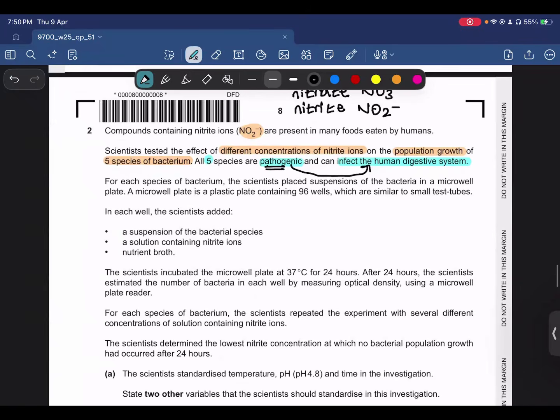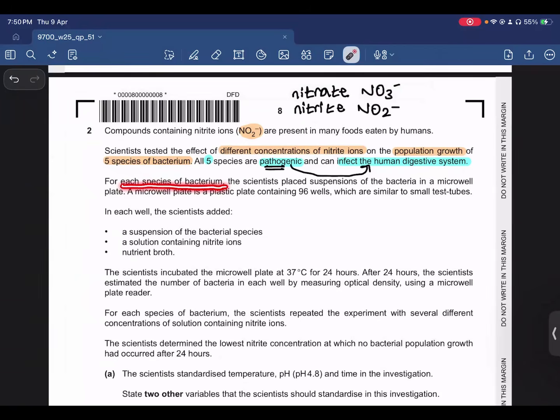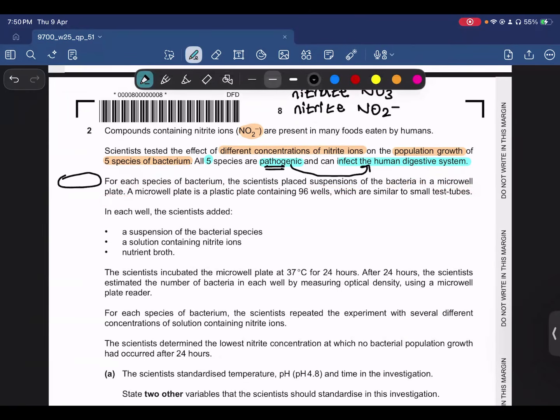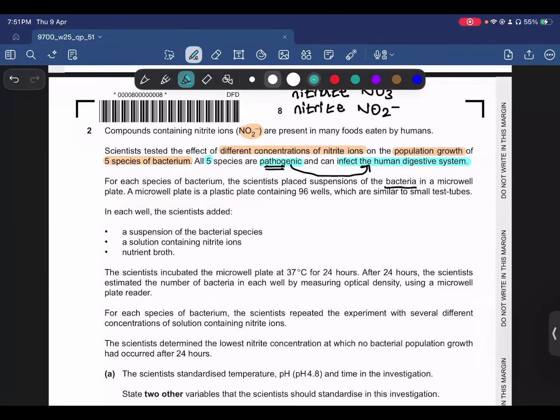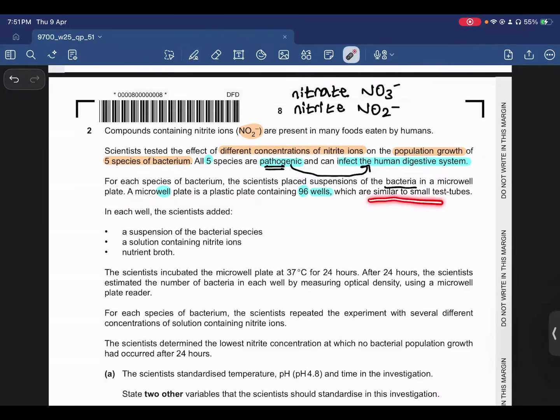अच्छा, अब देखते हैं. फॉर ईच स्पीशीज ऑफ बैक्टीरियम साइंटिस्ट ने क्या किया कि सस्पेंशन प्लेस की बैक्टीरिया की एक माइक्रोवेल प्लेट के अंदर. सो थिंक ऑफ इट एज अ पेट्री डिश का प्लेट सिमिलर टू दैट. उसमें सस्पेंशन डाल दी ऑफ द बैक्टीरिया. सो 5 different plates, 5 different species. A microwell plate is a plastic plate. But look at the word wells. इसमें well का word use हो रहा है, which basically tells us कि उसमें कुछ wells मौजूद है. In this case, 96 है, which is similar to small test tubes.